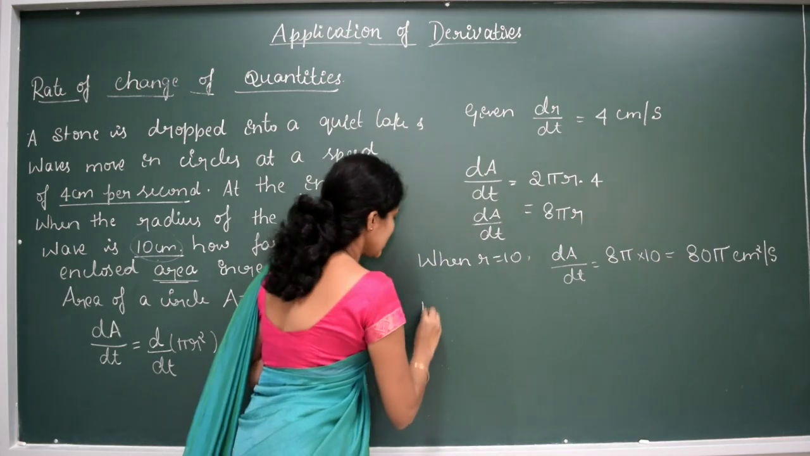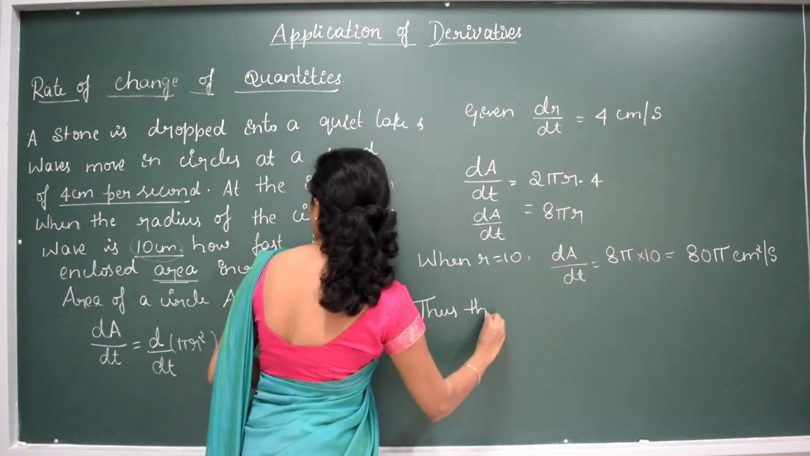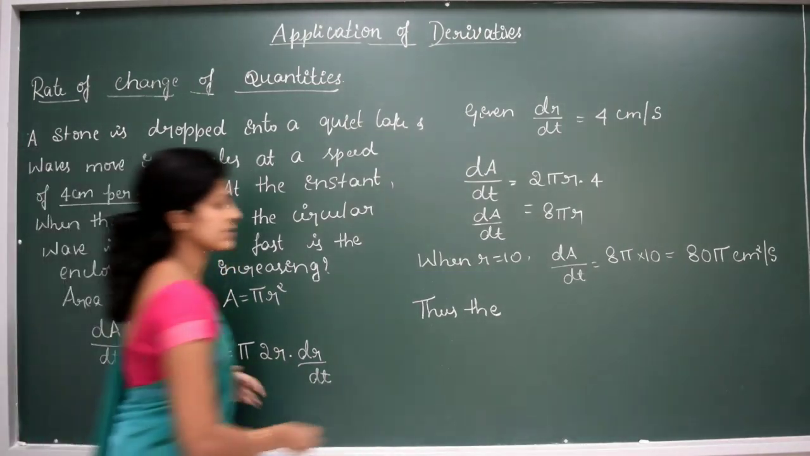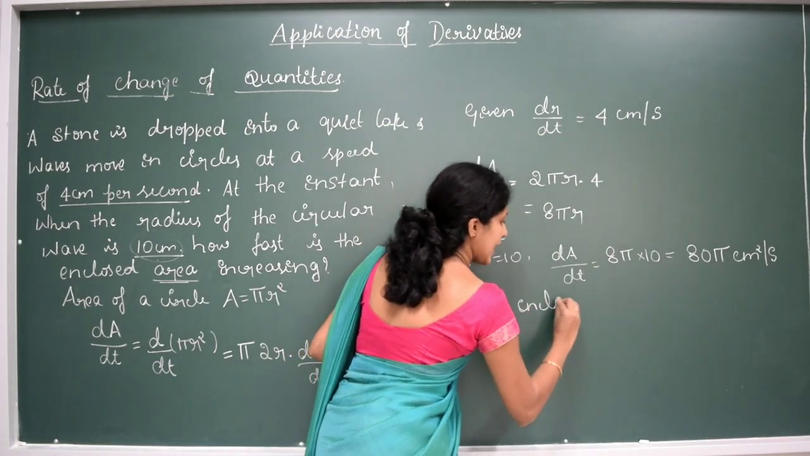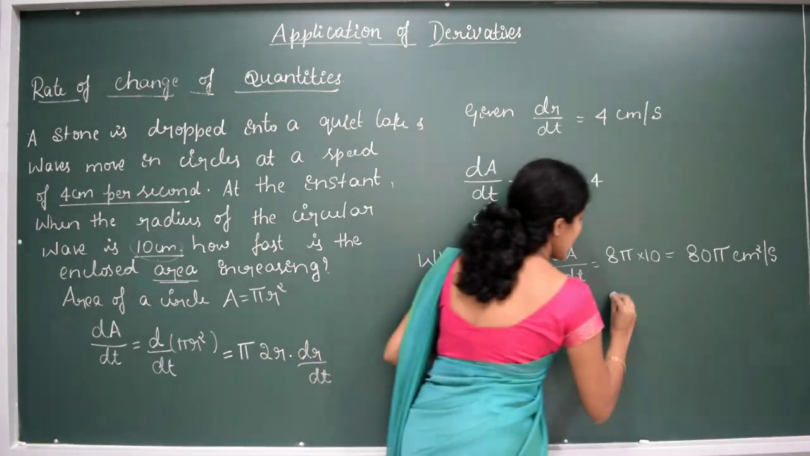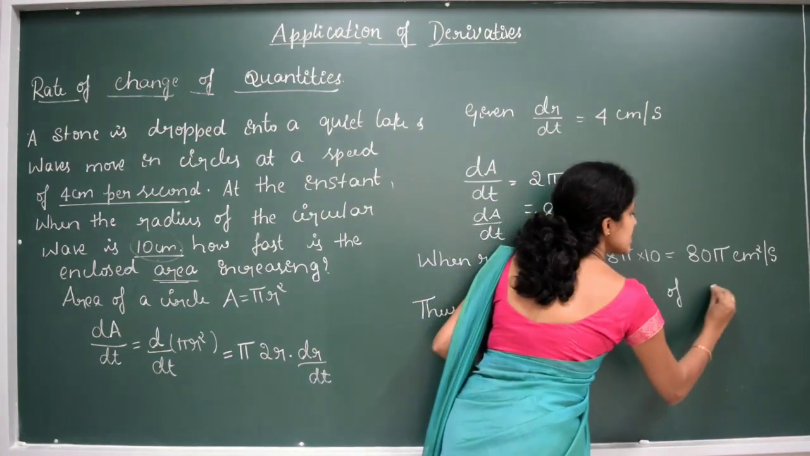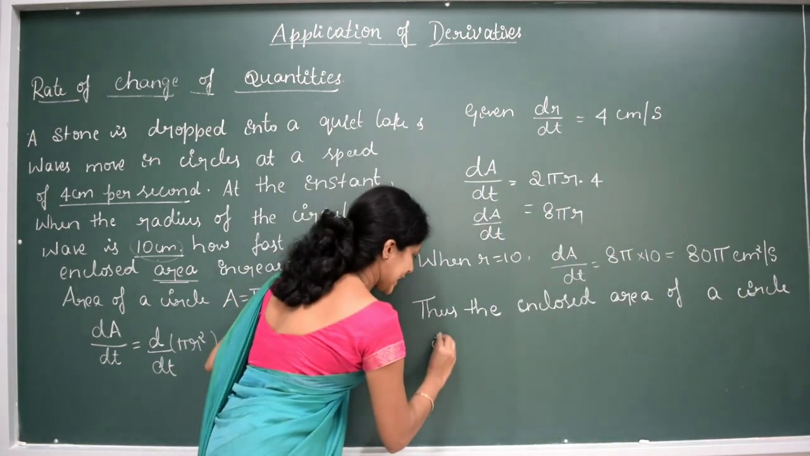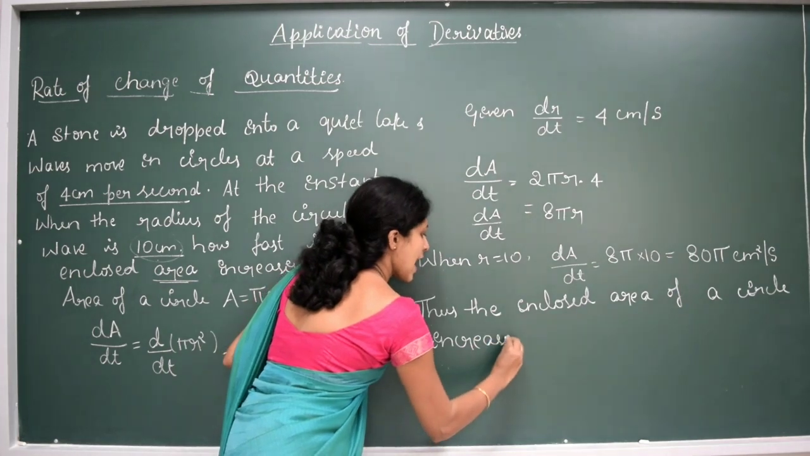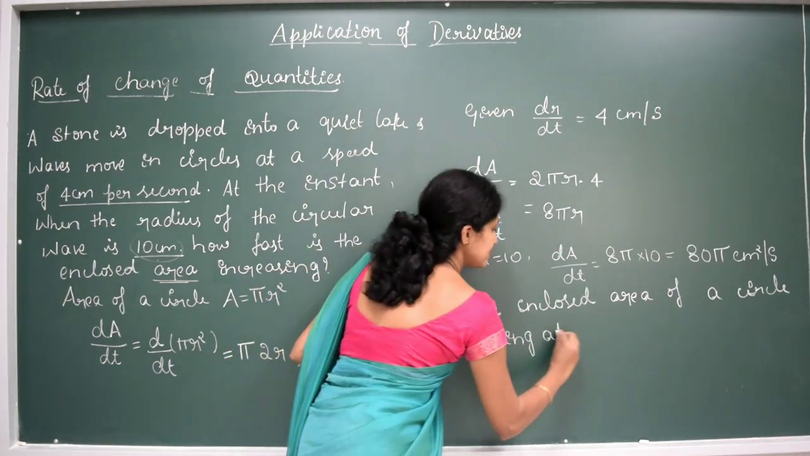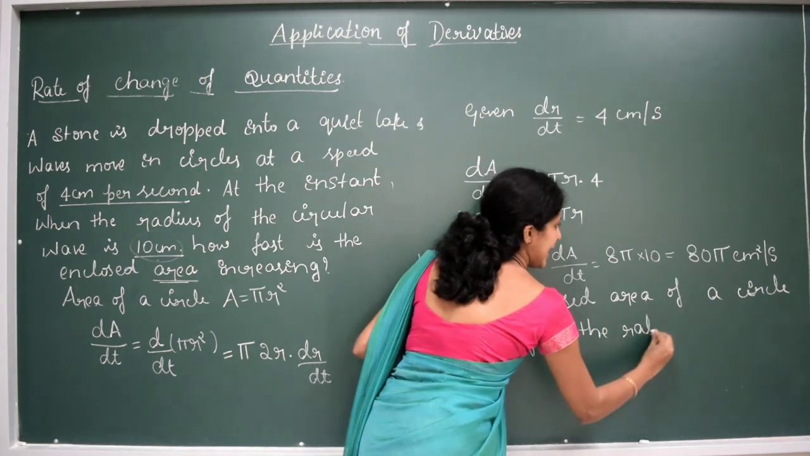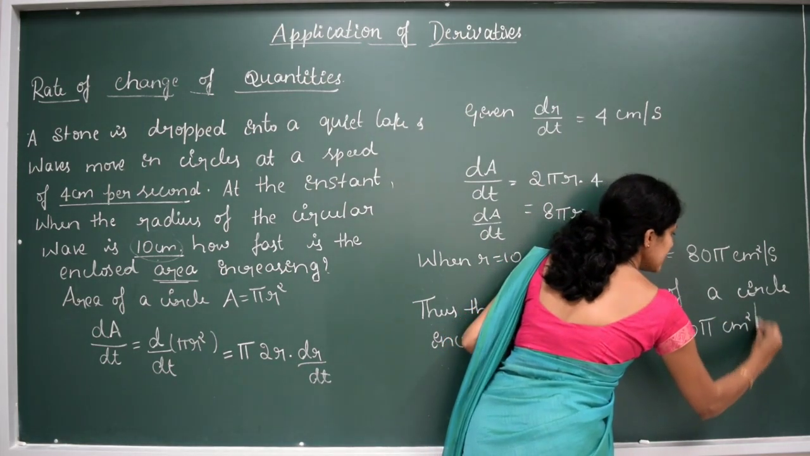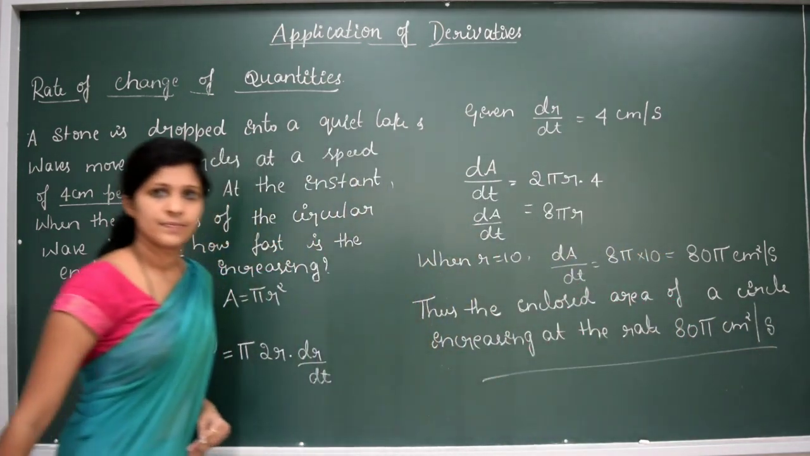Therefore, finally you have to write: thus the enclosed area of a circle is increasing at the rate of 80π centimeter square per second. So this will be the final answer.